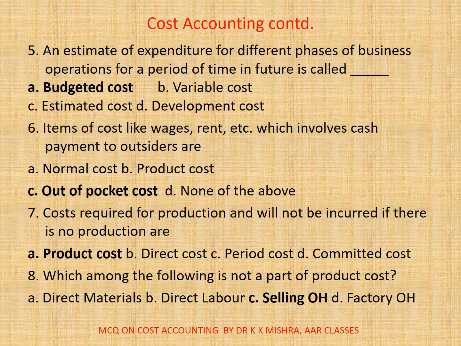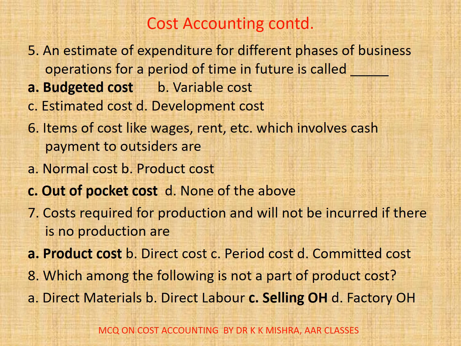Standard cost. 5. An estimate of expenditure for different phases of business operations for a period of time in future is called A. Budgeted cost. B. Variable cost. C. Estimated cost. D. Development cost. Here correct option is A.